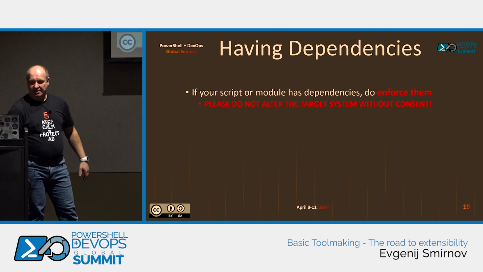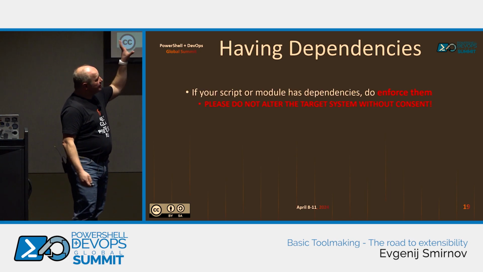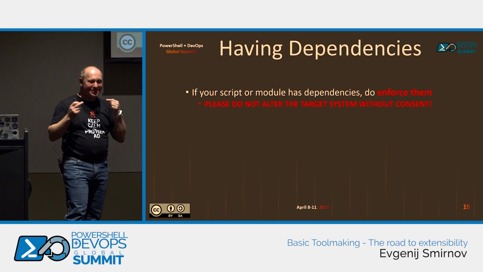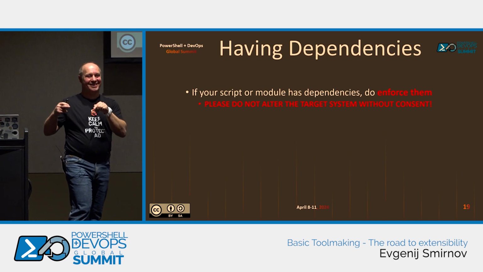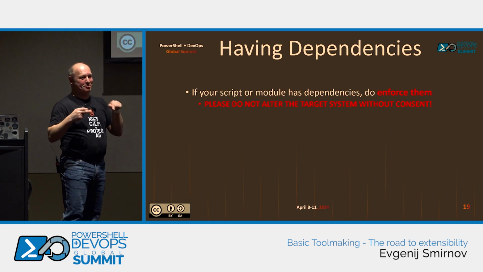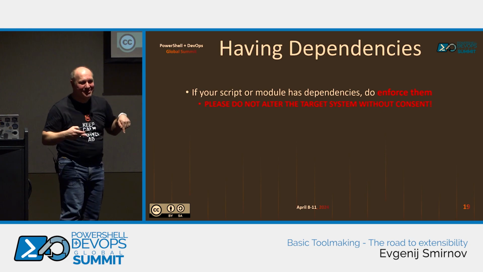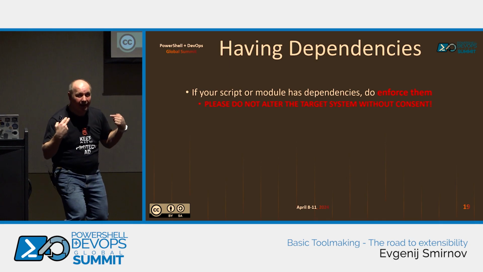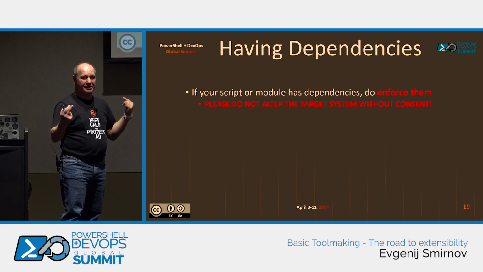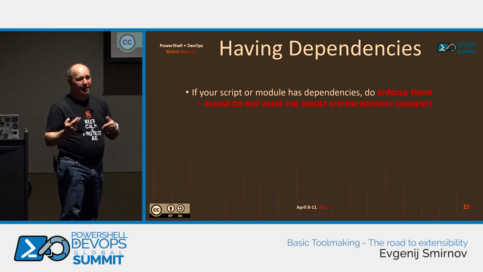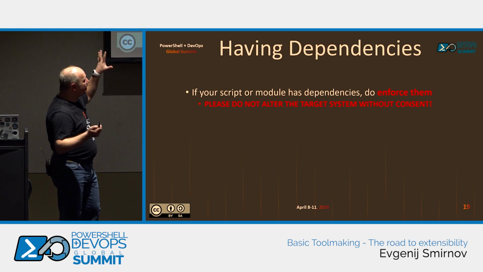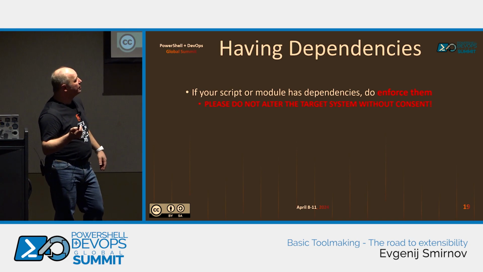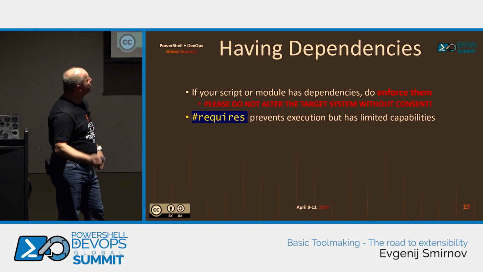Those are dependencies. And if your script indeed has such dependencies, enforce them. And by enforcing, I don't mean that you should start installing features on your production servers without asking the user. But break out of your scripts if they're not there, and provide a meaningful error message. Do not rely on the user reading the log. Provide a meaningful error message that they will usually read. The logs they usually will send to you if you're lucky.